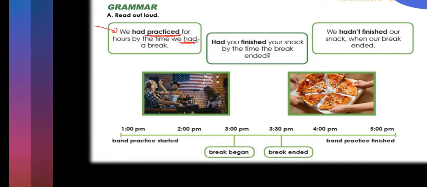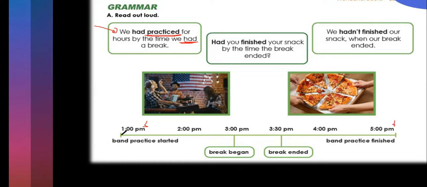Okay, so these two actions happen in the past, but of course, one happened first, and then the second action happened. The action that happened first in the past is the one that we are going to use in past perfect. So here in the timeline, it says 1 p.m., 5 p.m. At 1 p.m., the band practice started. At 3 p.m., the break began. At 3:30 p.m., the break ended. And everything finished at 5 p.m.